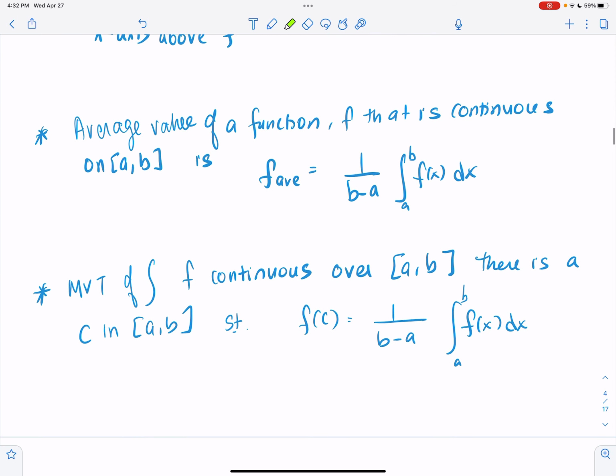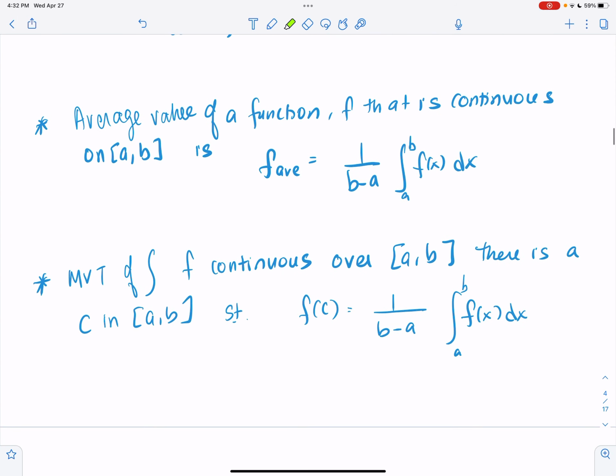Okay, so suppose you have a function that is continuous on an interval, and you look at the integral of the function over the interval and divide it by the length of the interval, you get the average value of the function on the interval. Okay, so we will call this the average value of f over the interval.